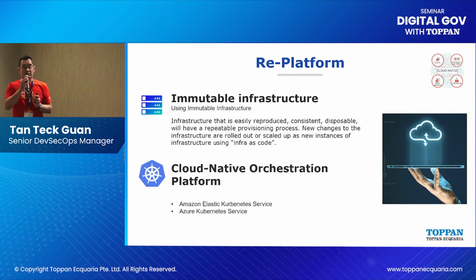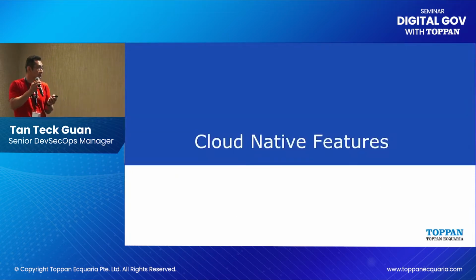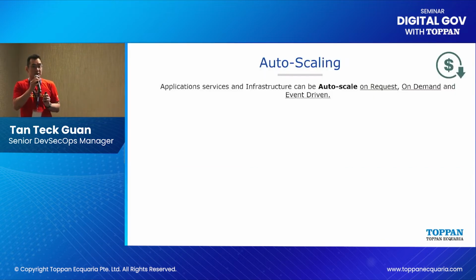Using a cloud native orchestration platform, these keywords may not be foreign to you, like Amazon Kubernetes services and Azure Kubernetes services. These are cloud orchestration platforms that we can make use of to run your cloud microservices and your containers. So having said all that, what are some of the features that we can expect from implementing a cloud native environment? One of them is auto scaling.